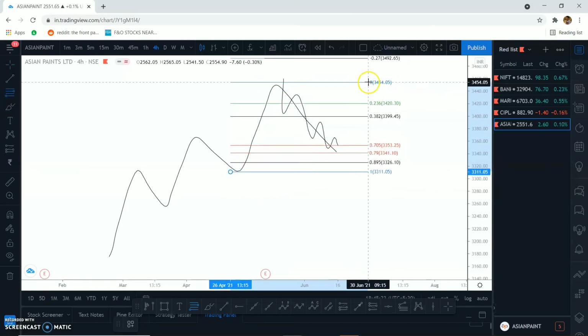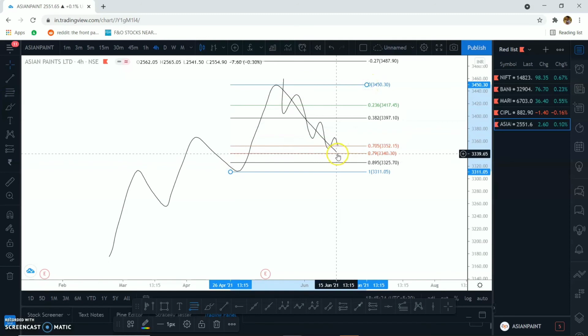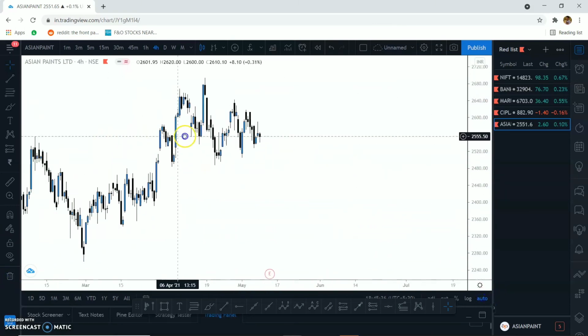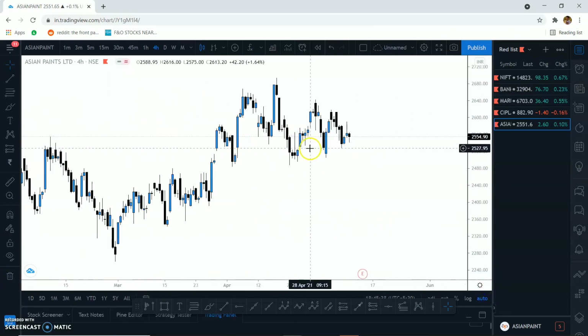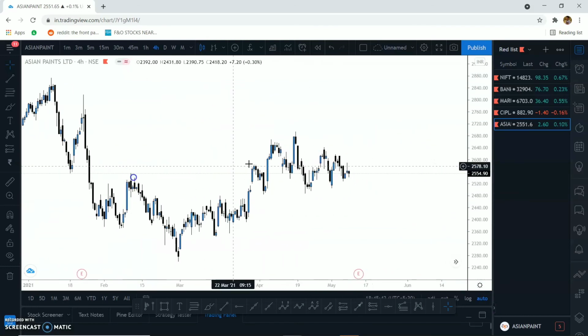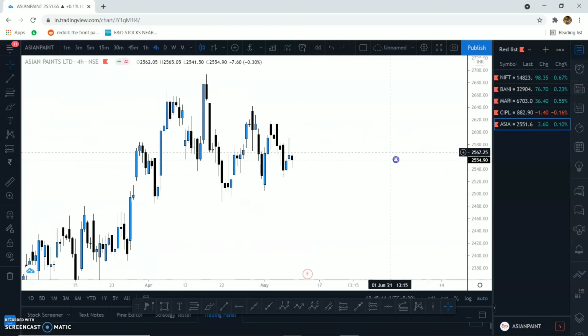See, it's not always that the price will touch the 0.79, 0.705. It can also reverse from the 50% level. There can be a lot of possibilities, but this is how you need to understand and make your trades. So if I can find an example for you, I'll definitely do it here. I'll just try to look for an example.